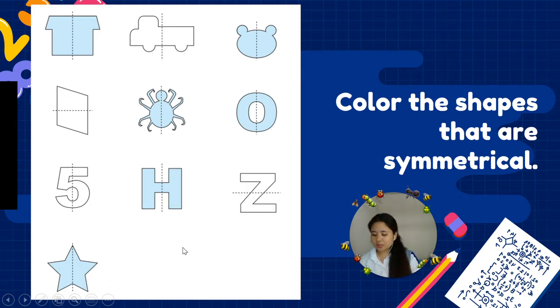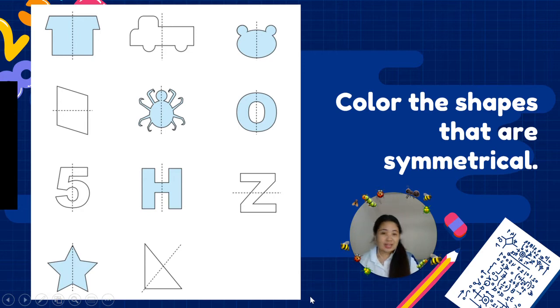Okay, next one. What is that? A triangle or a scalene? Scalene triangle. Let's see. Okay, so a scalene triangle has no equal sides, right? So if you measure this one, this one, and this one, they don't have equal sides, so that means it is not a symmetrical shape. Okay, so that means no color.